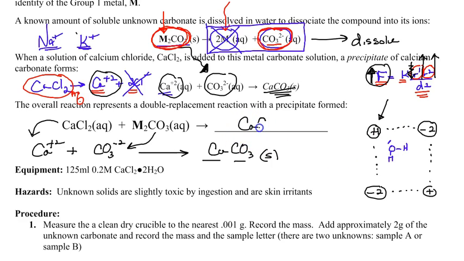Now, big deal. So what? We're going to make a precipitate. But what do we know, party people? We know that for every 1 carbonate, there's 1 metal carbonate. Specifically, for every 1 carbonate, there's 1 calcium carbonate. For every 1 calcium carbonate, there's 1 what? Group 1 ion carbonate. These have essentially the same mole ratios.